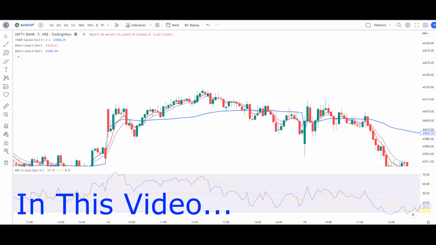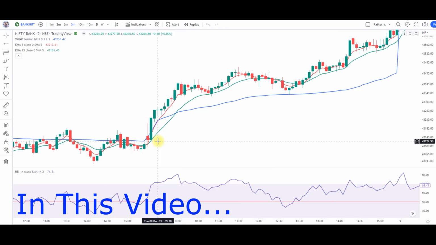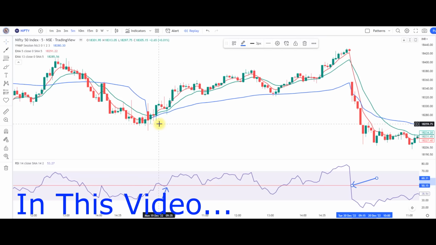It will help the intraday traders to trail their profits. Price should be above the VWAP. We will get the double confirmation for us to enter into the trade.